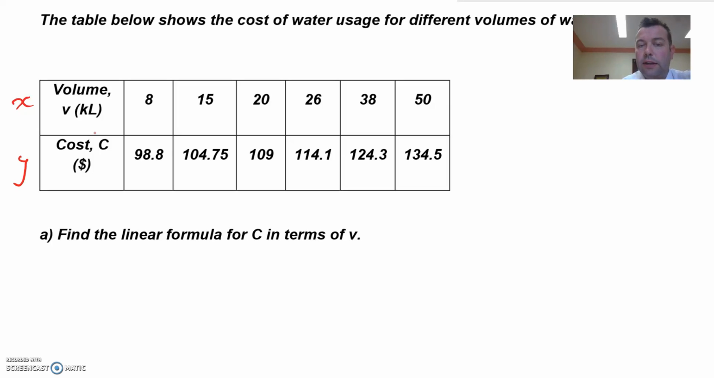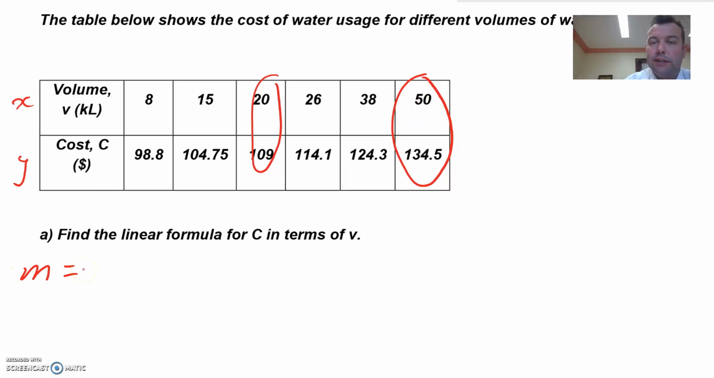Now, first of all, I need to find the linear formula, the equation here. So I want 2 points. Whichever ones we choose, it won't make a big difference. I like to use round numbers wherever we can. I'm not going to get anything that's that round, but I'm going to go with this point and this point. So M is the change in dependent, that's 134.5 minus 109. I divide that by the change in this, that's 50 minus 20.